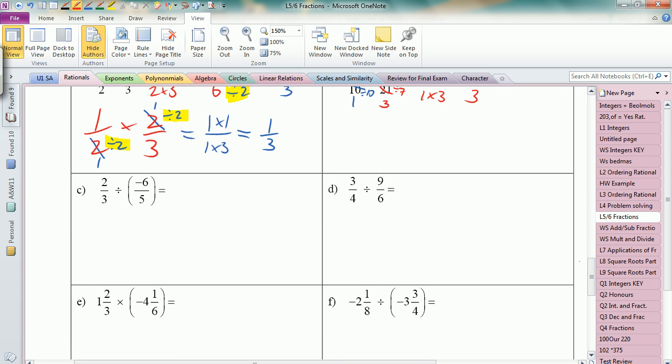Do we ever divide by fractions? No. Never ever do we divide fractions. What do we do? Yellow poster. Yeah, you got to flip and multiply. So let's write that down. Flip and multiply.